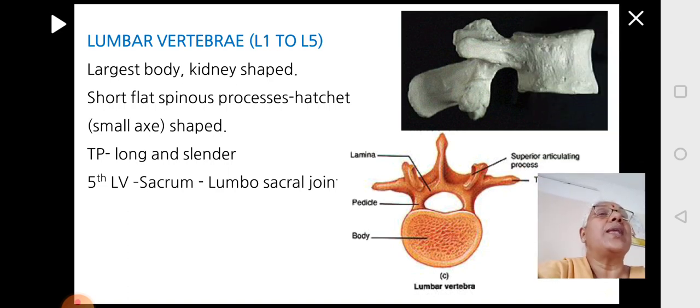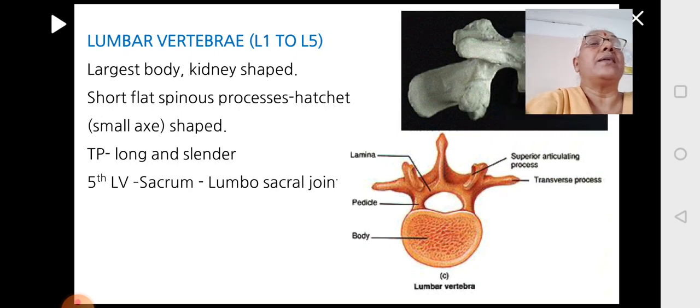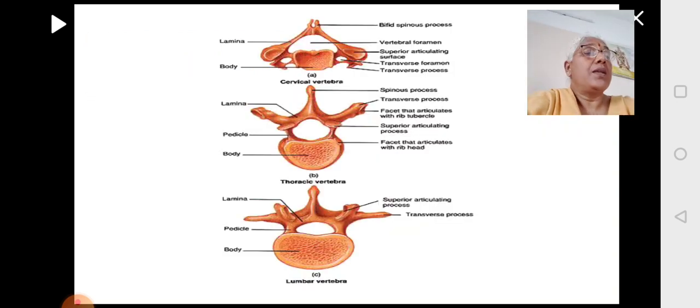So this is how the lumbar vertebra looks, and down you can look at the labeled diagram of the lumbar vertebra. Kidney shaped body, pedicle, transverse process, lamina, spinous process, vertebral arch, and the body is big in size and kidney shaped. So here you can compare the 3 vertebrae which we have spoken so far, cervical, thoracic and lumbar.